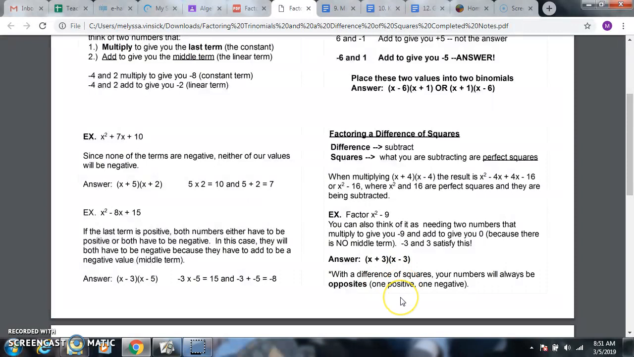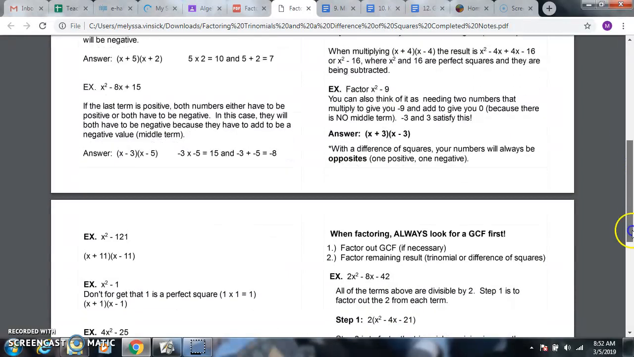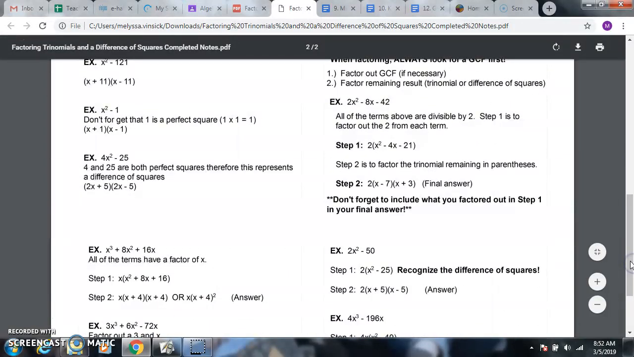When it comes to difference of squares, your numbers in here will always be opposites of each other, meaning one's going to be positive, one's going to be negative. So x plus 3, x minus 3. Same value, opposite signs, so that my middle term will cancel. All right, a few more examples on the back.